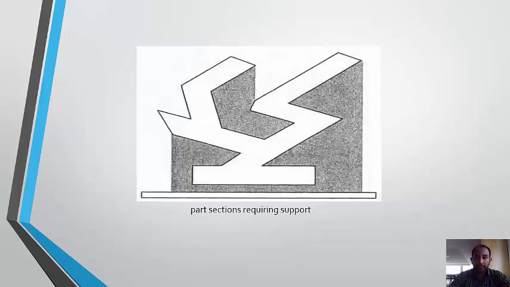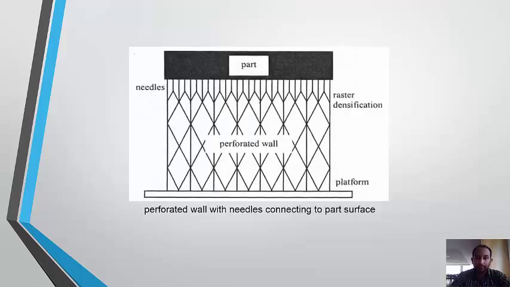The figure shows part sections requiring support structures. This is another figure showing the part which requires support structure. Since the entire part requires support structure, we can reduce the amount of support structure by selecting perforated wall with needles connecting to the part surface.